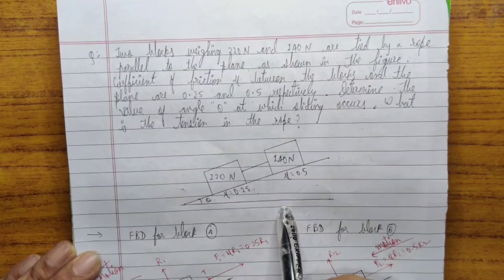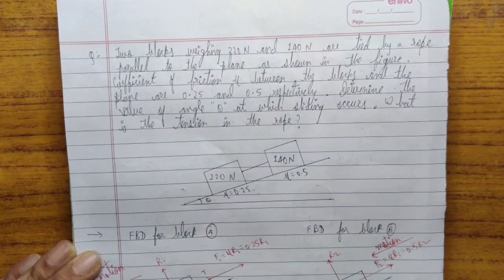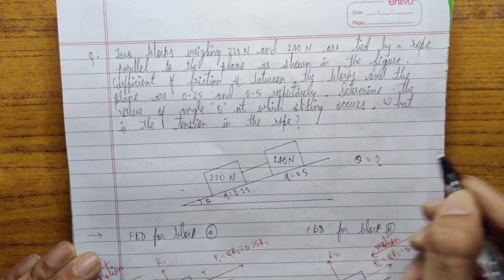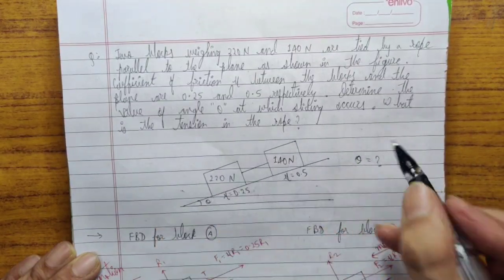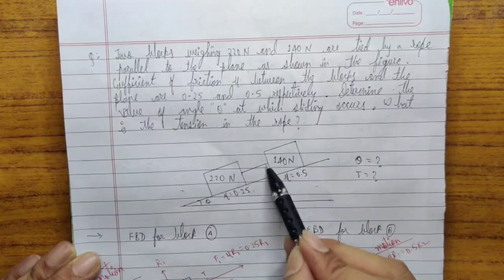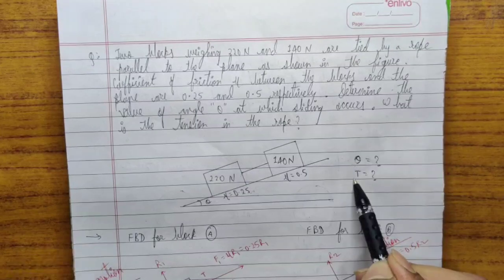And what you have to find? You have to find the value of angle theta, and also what is the tension in the rope. Tension means T. So you have to find out the value of tension in this particular rope. These are the two things which you need to calculate.